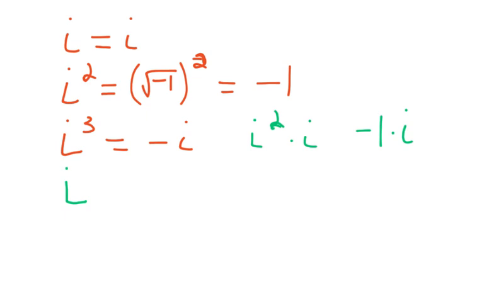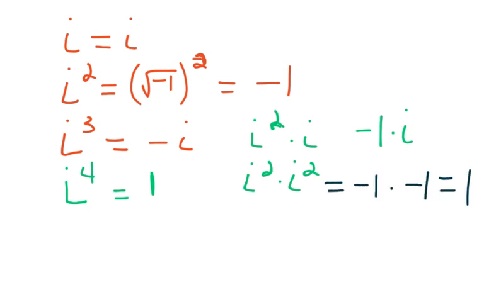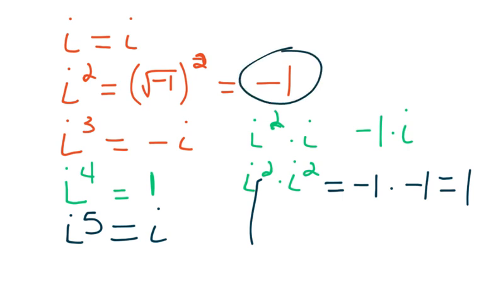Well, i to the fourth is actually 1. Again, how is this? Well, we just said i squared is negative 1. Well, i to the fourth is i squared times i squared. So that's equal to negative 1 times negative 1, which is 1. And if we repeat this, after every 4, it repeats itself. So now i to the fifth is back to i. And if you kept on going, i to the sixth would be equal to negative 1, etc. So it keeps on repeating.